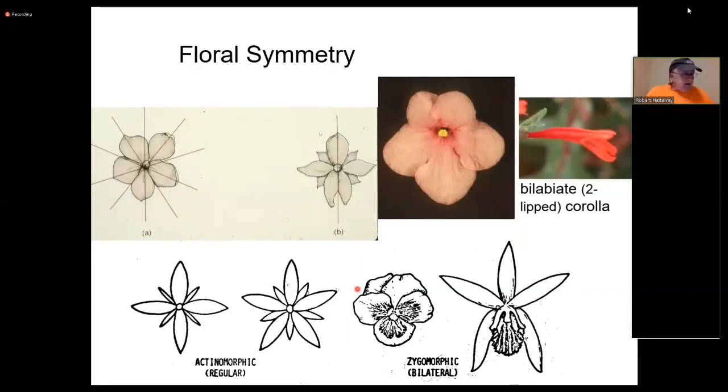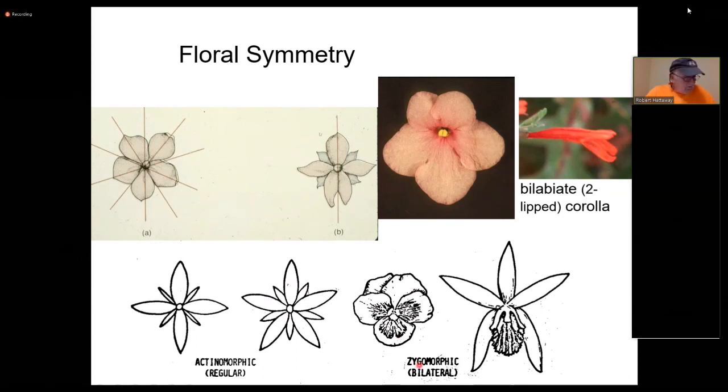All right, this slide is almost out of place. I'm wondering why it's here, but I guess it was my attempt not to forget talking about floral morphology, not to forget about talking about symmetry. Actino means radial, and that's what you've got here. You have radial symmetry, regular symmetry, actinomorphic symmetry, all meaning the same thing. That's the more common type. The more highly evolved flowers have irregular bilateral symmetry, also known as zygomorphic.